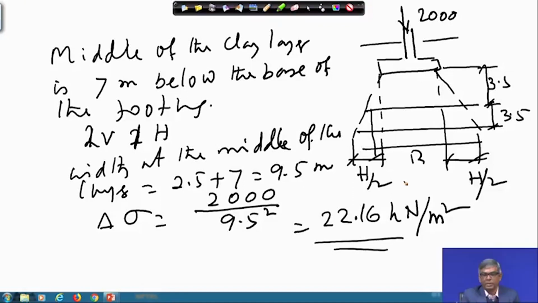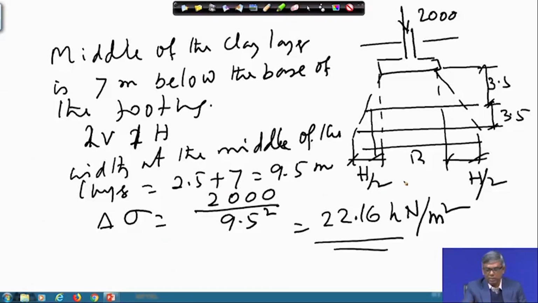vertical 1 horizontal. That means, if the soil layer is at a depth z from the base of the footing, then your base will be enlarged. Assume that the footing base will be widened at that depth, and that widened width will be equal to b, the original width, plus z, that is the depth we are going. Of course, instead of 2 vertical 1 horizontal, one can take any dispersion, but that is the most common dispersion value we generally take.